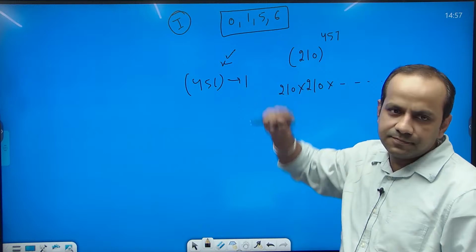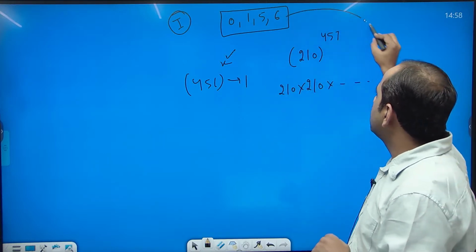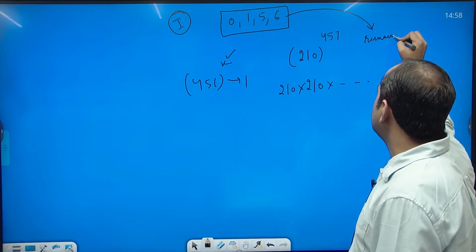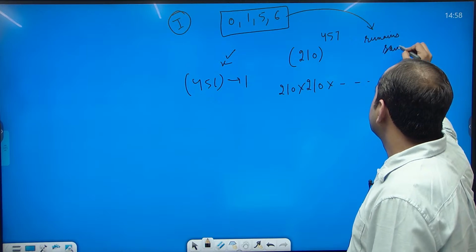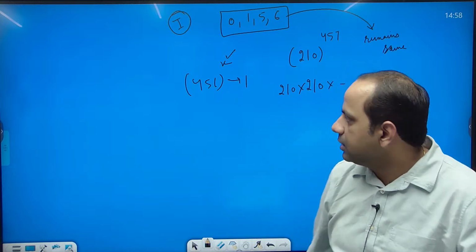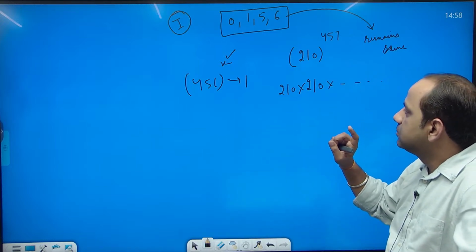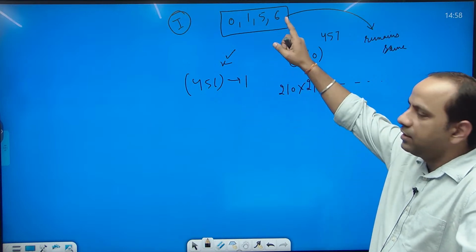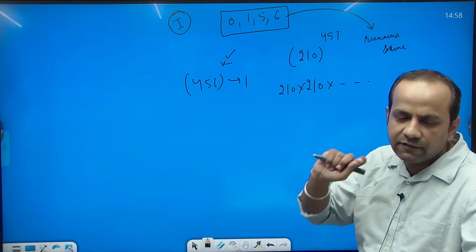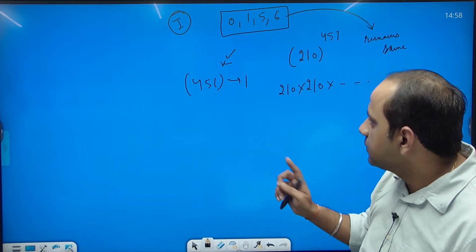And the same is the case with 5 and 6. So this is the first category, 0, 1, 5, 6, whose unit digit stays the same. Whatever the power is, we need not bother about the exponent. Any number like 451, 455, 456, ending with 0, 1, 5, 6, whatever the power is, the unit digit will remain the same. This is about the first category.